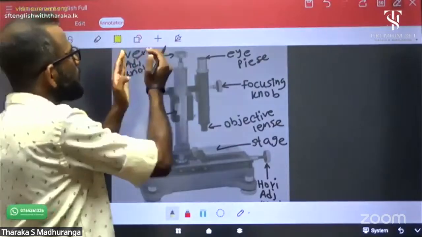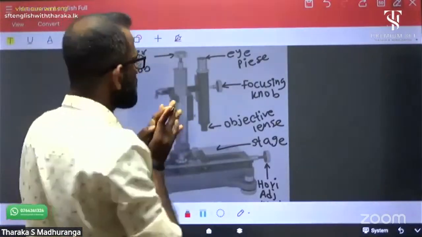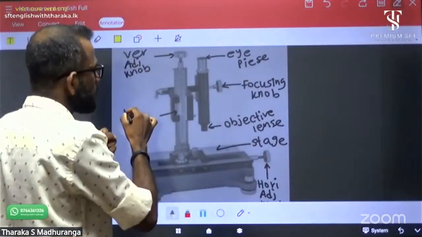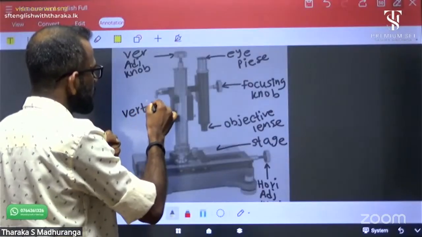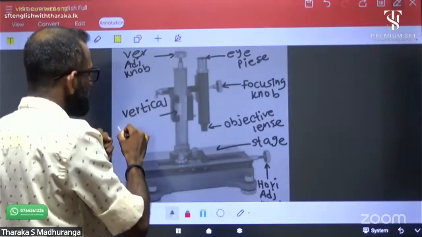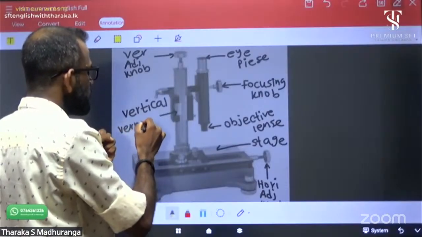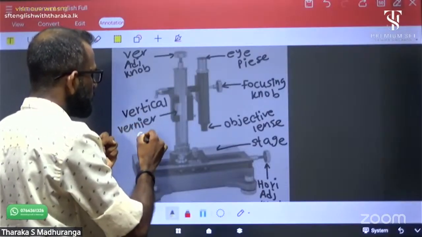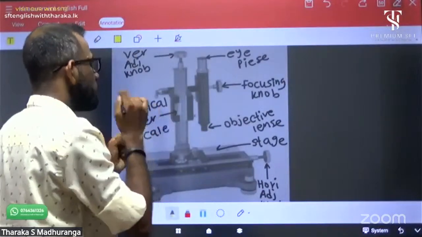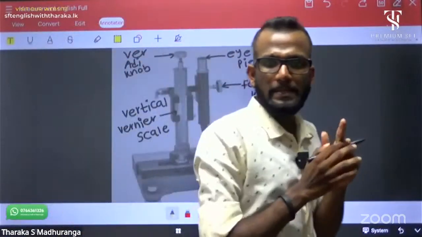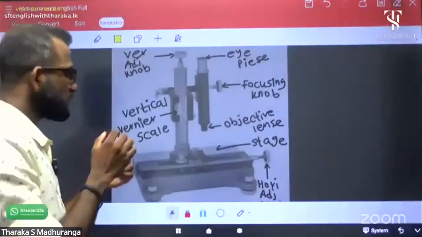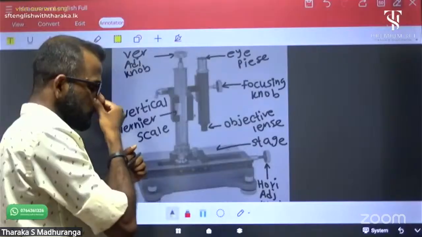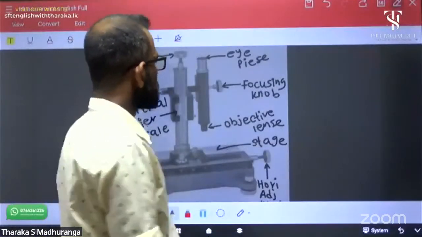Okay, this is the vertical adjustable knob, and this is the vertical vernier scale. Vertical vernier scale.